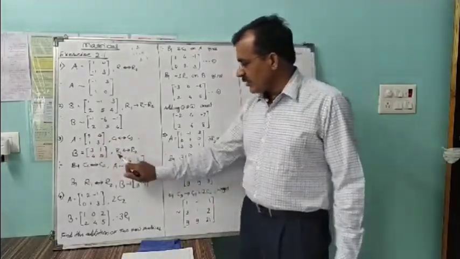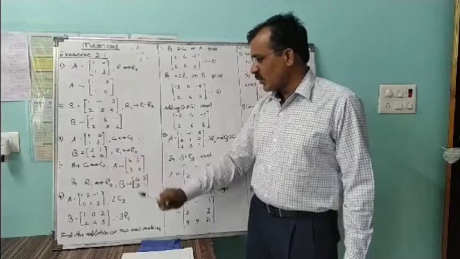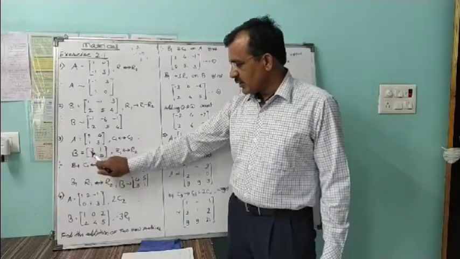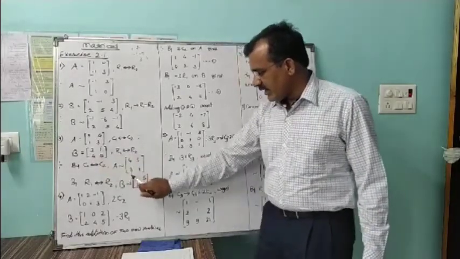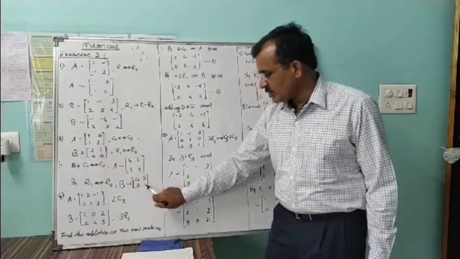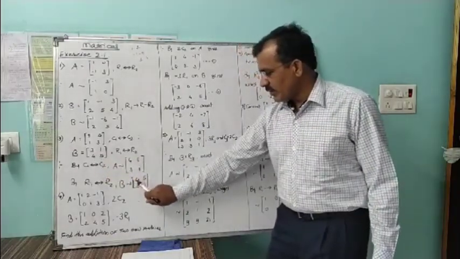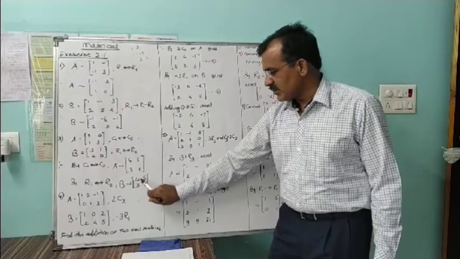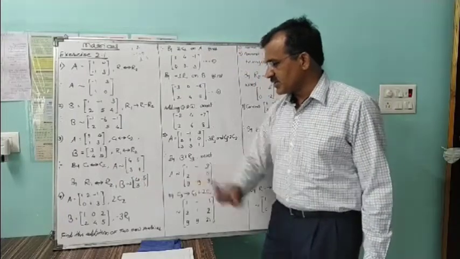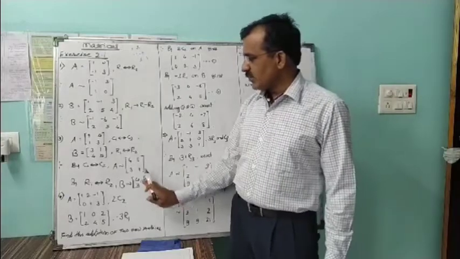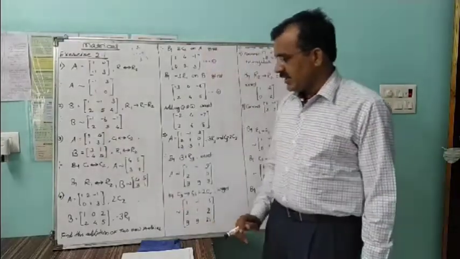On B we have to interchange the first and second row. So B's first row, 3 1, will be at the second row position, and the 4 5 elements of the second row will be at the first position in the first row, that is 4 5 will be in the first row. So this was example 3.